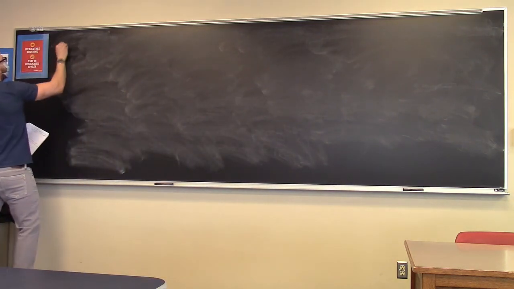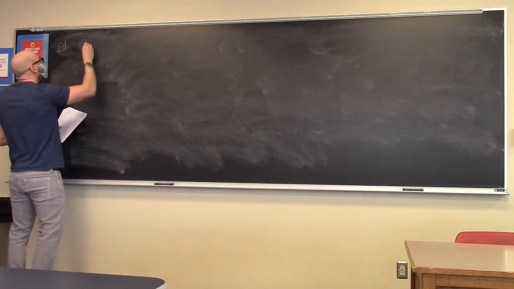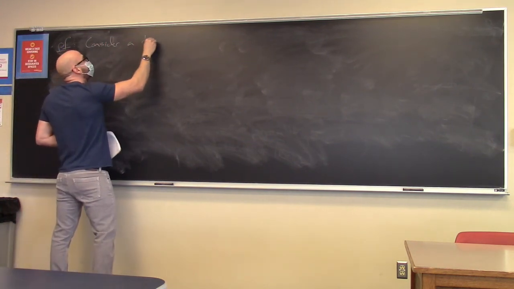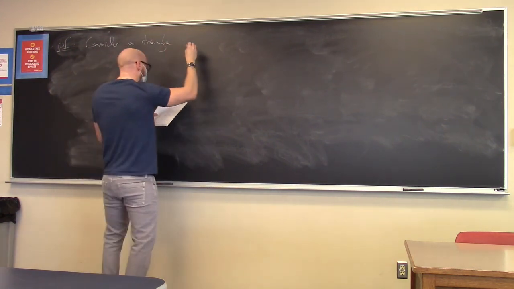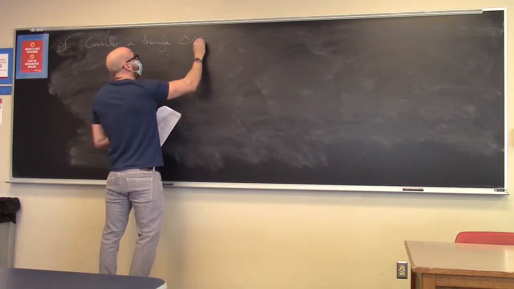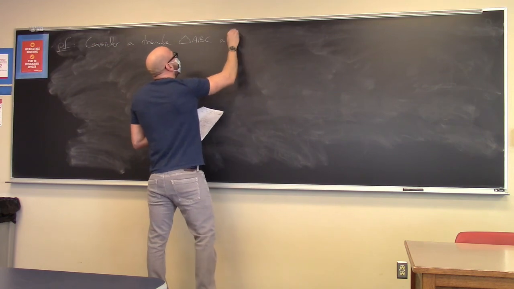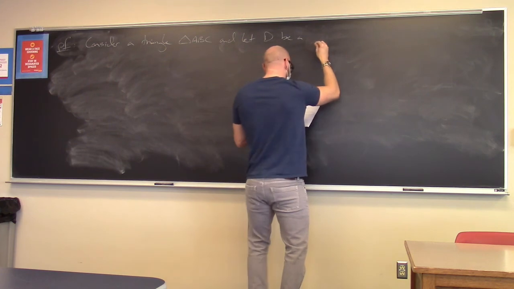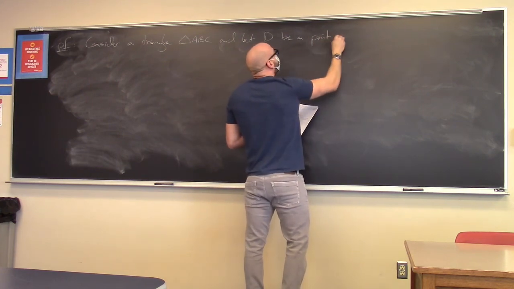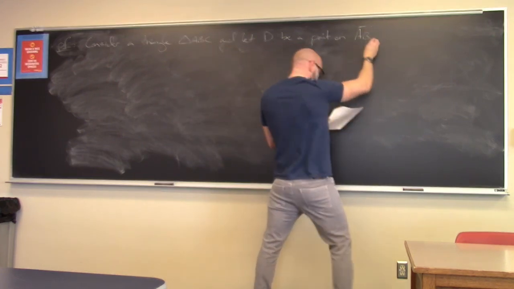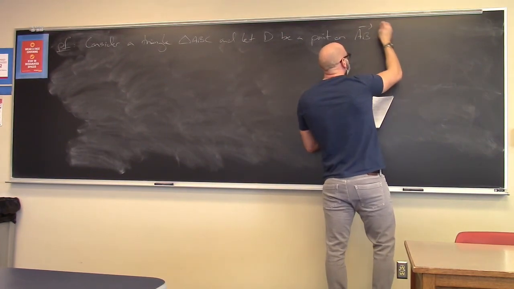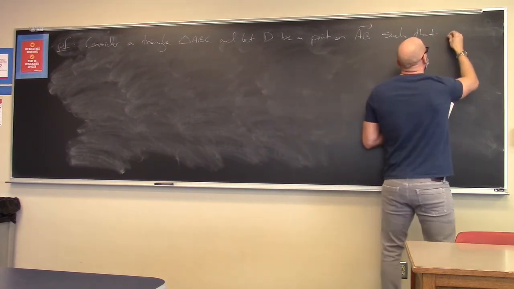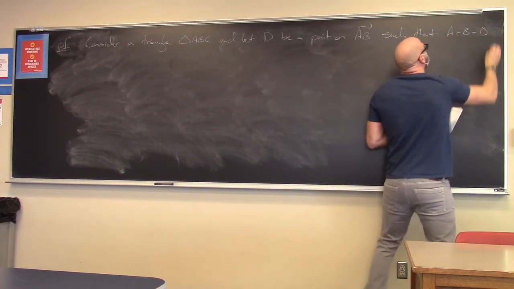Proof. Let's see. We'll just draw some stuff first. Consider a triangle ABC, and let D be a point on side AB. Oops, we'll extend AB such that A, then B, then D.